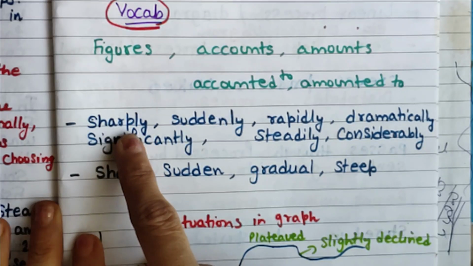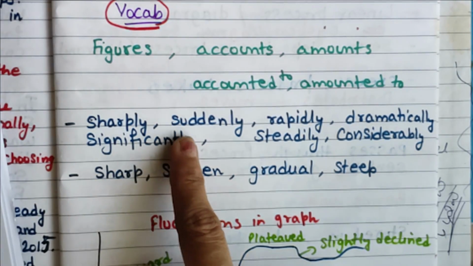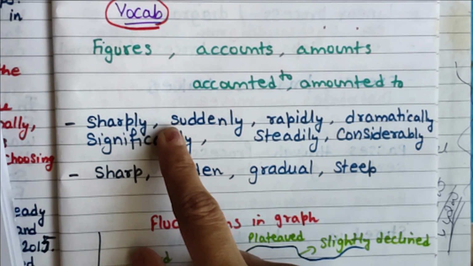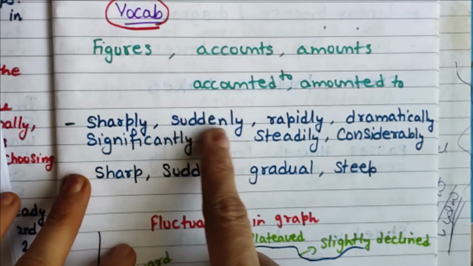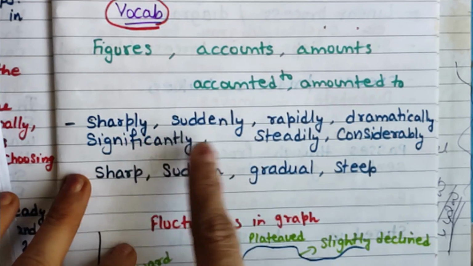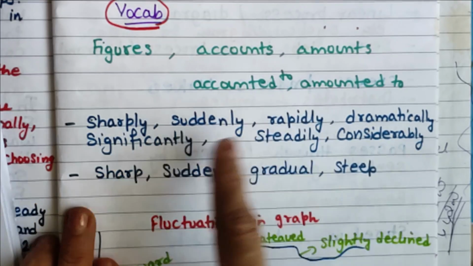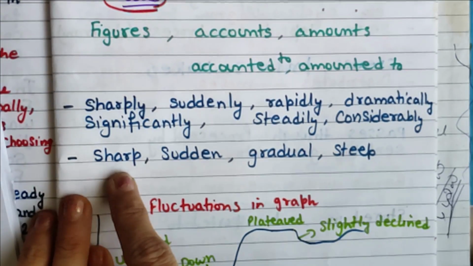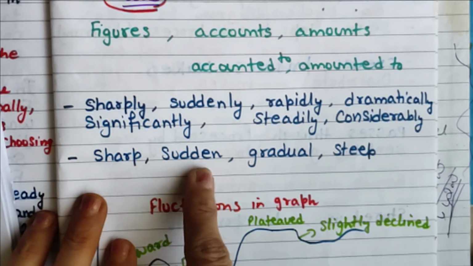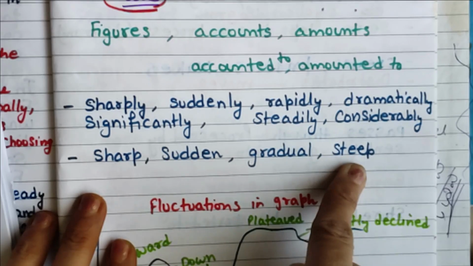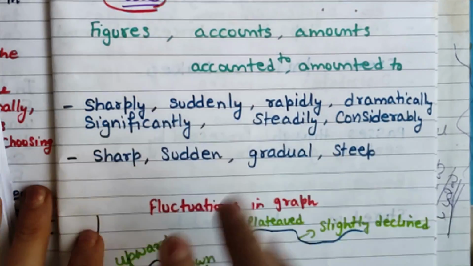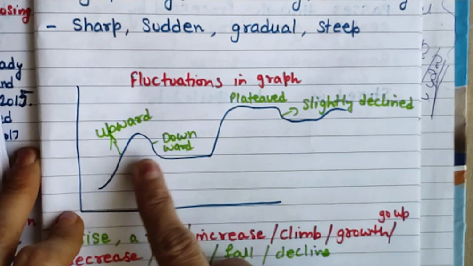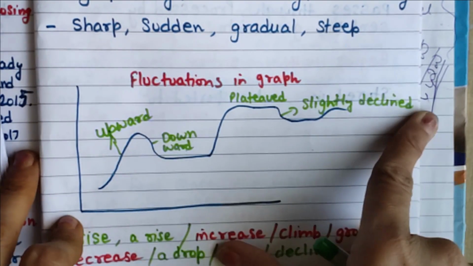Okay, sharply. When there is a rise or decline in the graph, you can use these adverbs: sharply, suddenly, rapidly, dramatically, significantly, steadily, considerably. And you can use the words sharp decline, sudden decline, gradual decline, steep decline. You can use these words. I will tell you what these things are.